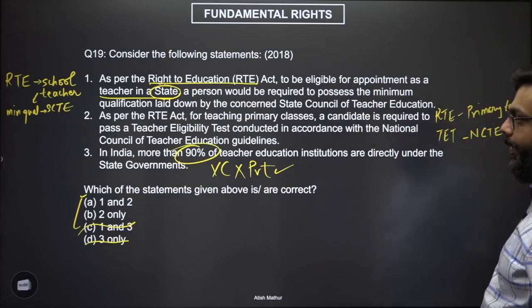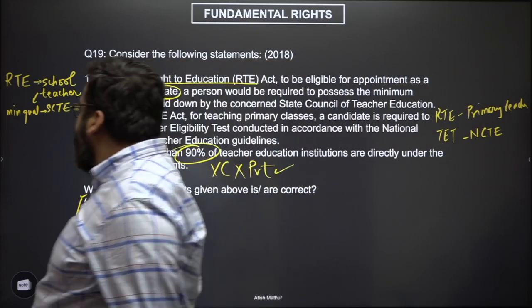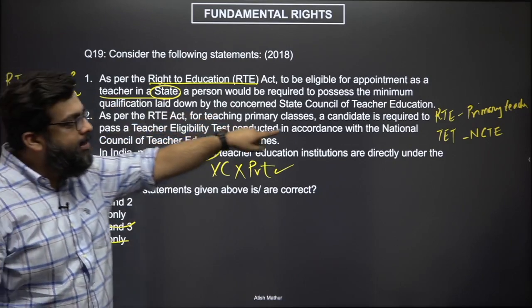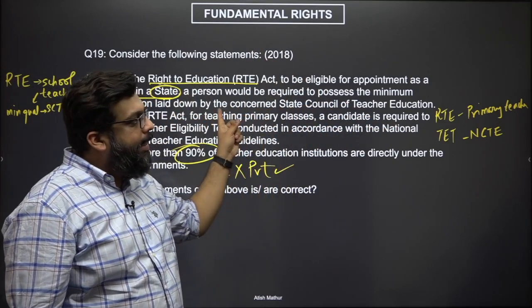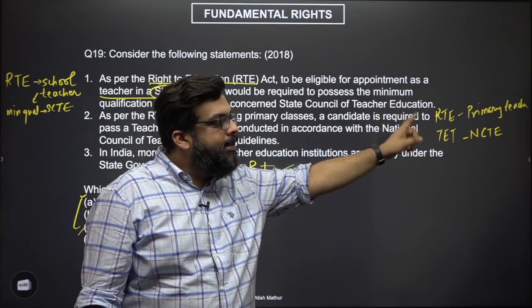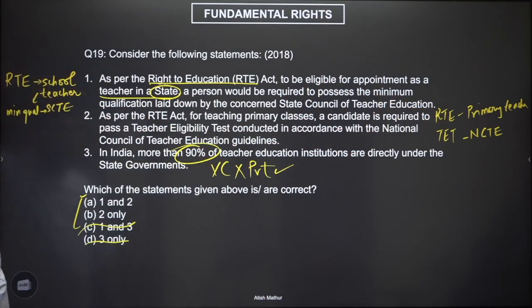Now look at this very carefully. Option 1 and option 2 are actually contradictory to each other. Option 1 says, right to education says anybody to be eligible for appointment to any class, any school teacher should have minimum qualifications as per the state council. Here it says anybody as per the RTE Act who wants to be a primary teacher must pass a teacher eligibility test as per the National Council for Teacher Education. If you think about it, they're contradictory. And we know 2 is definitely correct. That means 1 is incorrect.